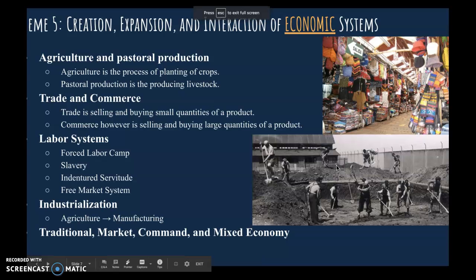All right, so for the last few terms, we have traditional market, command, and mixed economy. So a traditional economy is based on customs, history, and beliefs. It usually depends on agriculture, hunting, fishing, and gathering, things like that. A market economy is when productions or prices are determined by unrestricted competition.